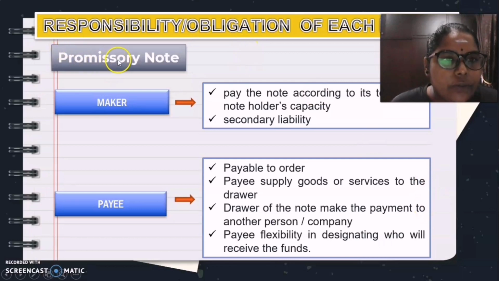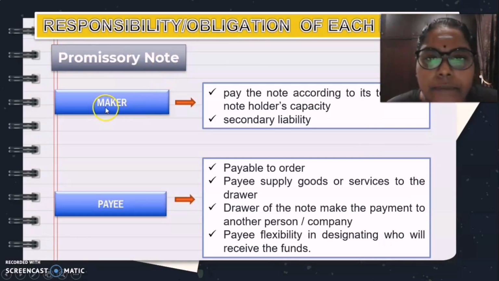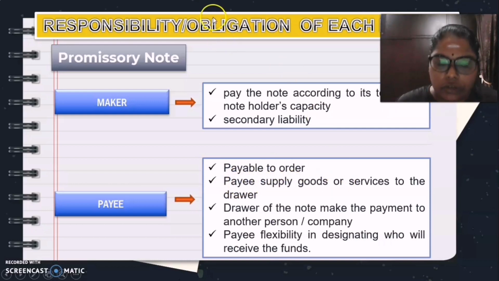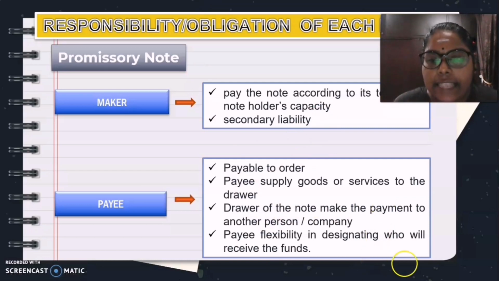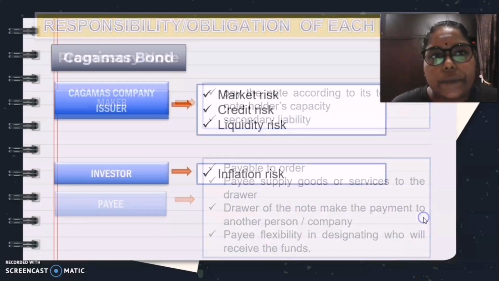The responsibility for the promissory note is that the maker needs to pay the note according to its tenor and note holder capacity. It is secondary liability. The payee should be able to order the payable. The payee supplies goods or services to the drawer. The drawer of the note makes the payment to another person or company. Payees are flexible in designating who will receive the funds.